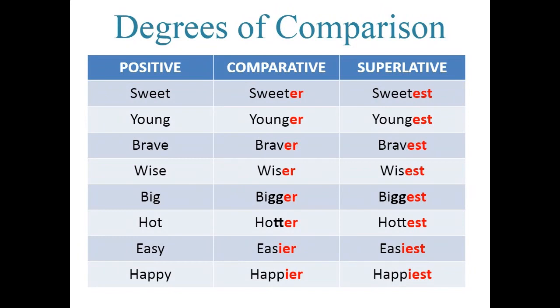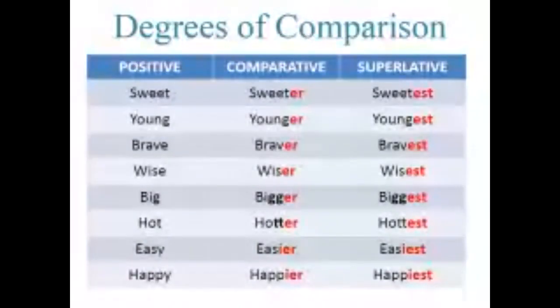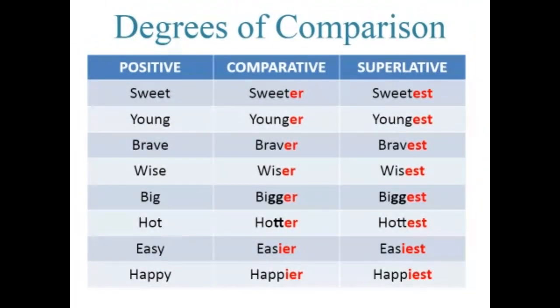Now the next one is big. While we are changing the comparative form, it is bigger, but I doubled the alphabet G here. So it is bigger, and in biggest, again, there is double G. The alphabet has been doubled. Similarly, we have it for hot: hotter, hottest.